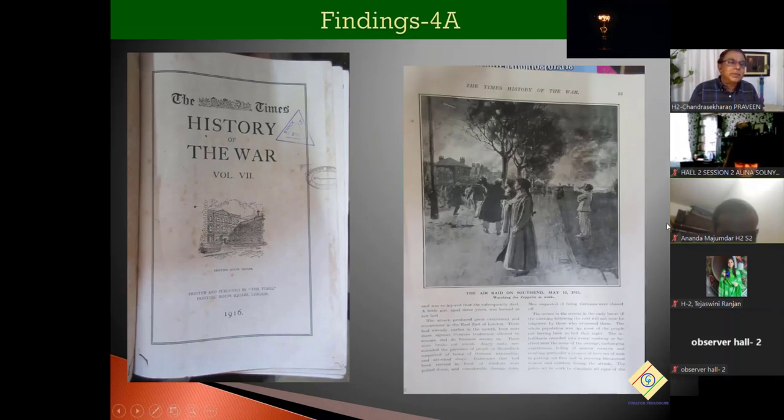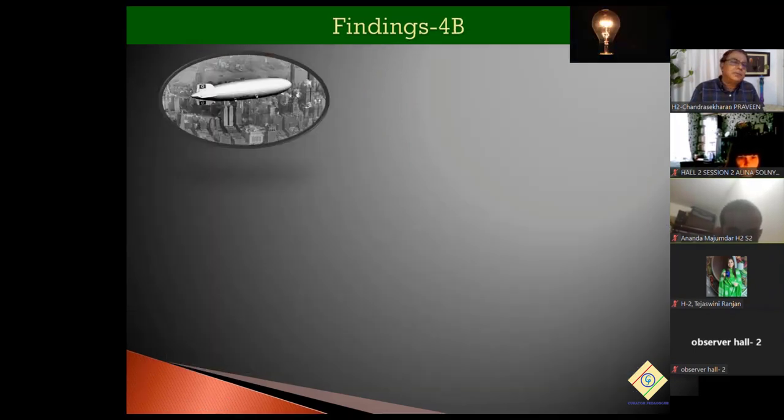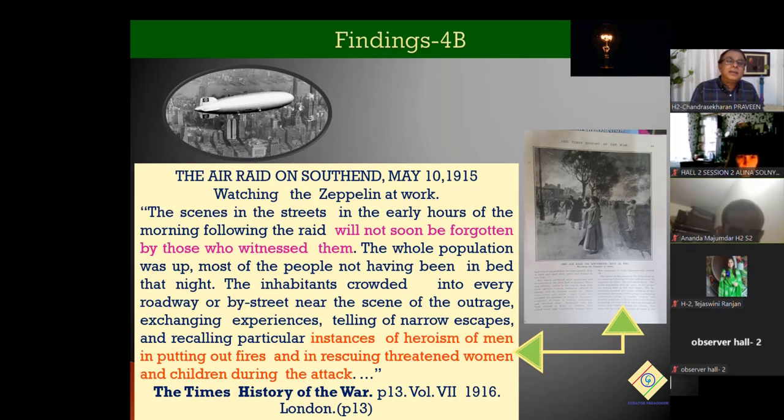And look at these ladies. People are looking at something at the top, you see there. That is a Zeppelin they are looking at. And what is a Zeppelin? This is a kind of airship. This was used for passenger flight later, but in those times, this was used by Germany to bomb. So as you can see, they are looking at it. But I'm going to show you the description of the same thing.